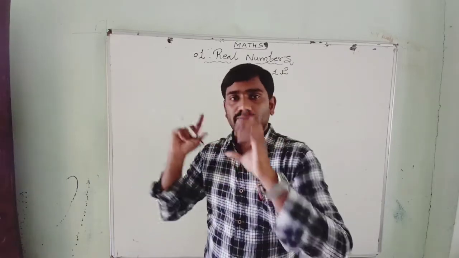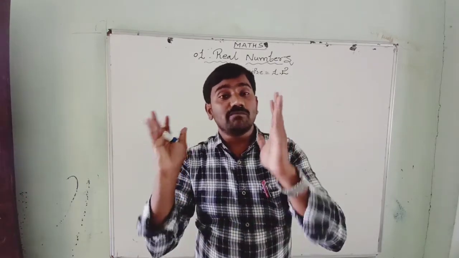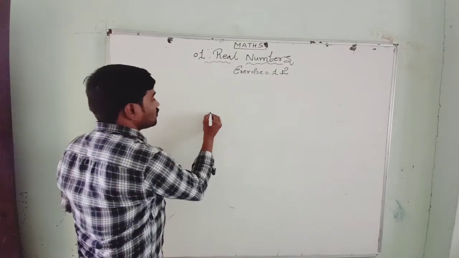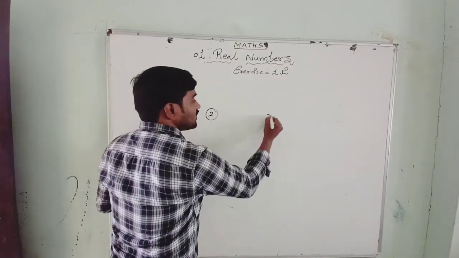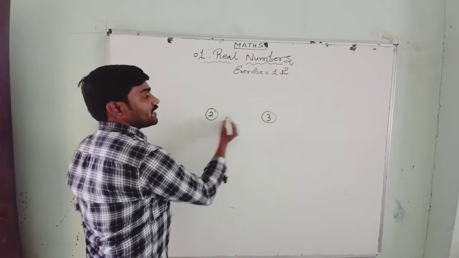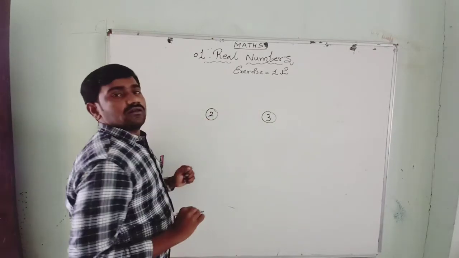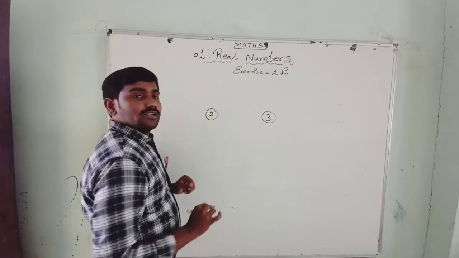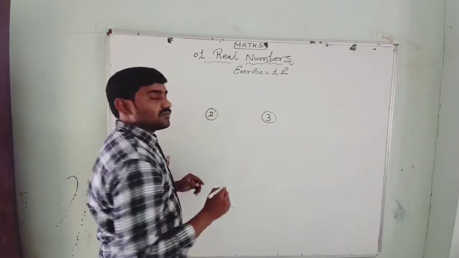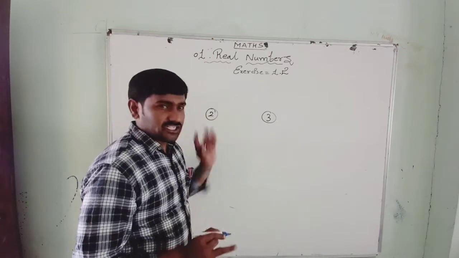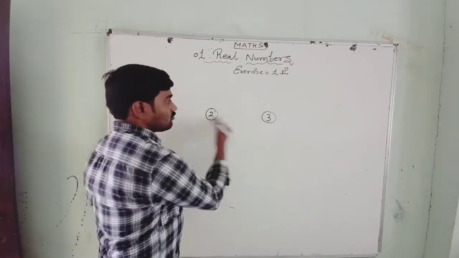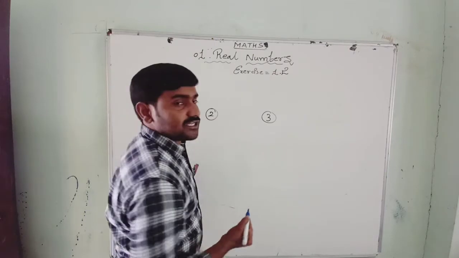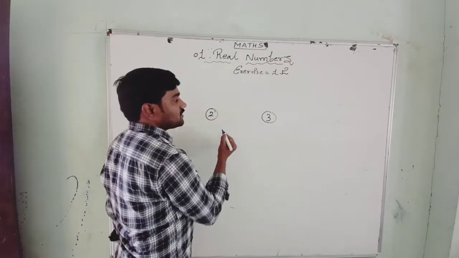Suppose two numbers are given. How many rational numbers can be written between the two numbers? Suppose here 2 is a rational number, 3 is a rational number. How many rational numbers can be written between 2 and 3? Between 2 and 3 we can write infinitely many rational numbers. How? There will be no numbers between 2 and 3, no? How can we write infinitely many rational numbers here?